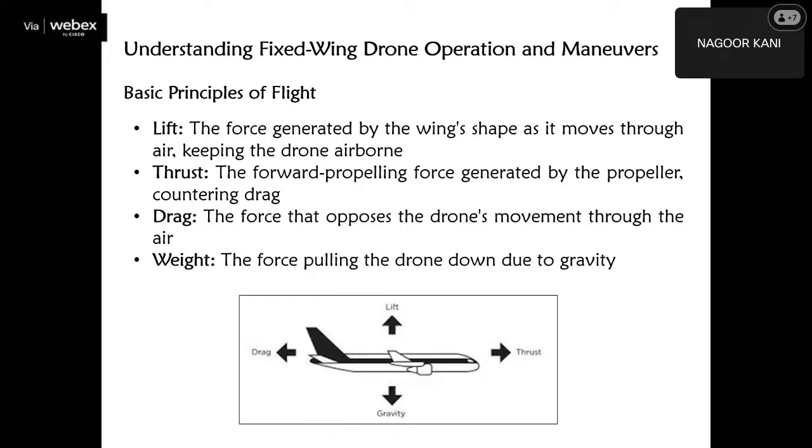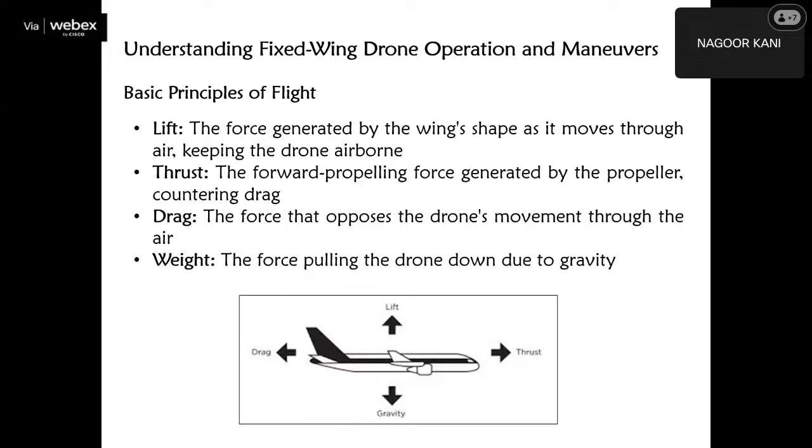They are lift, thrust, drag, weight. So there are four forces. They make the drone airborne and are involved in takeoff and everything. What does lift do? It is the force generated by the wing shape as it moves through the air, keeping the drone airborne. Thrust is a forward propelling force generated by the propeller to counter drag.